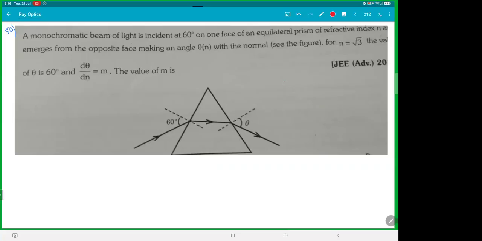One thing I'll tell you. Instead of mu, he's calling it n. Just keep this in mind. What we are calling as mu, he's calling it as n. So you can write this thing as d theta by d mu. Try. You got 2-3 minutes.